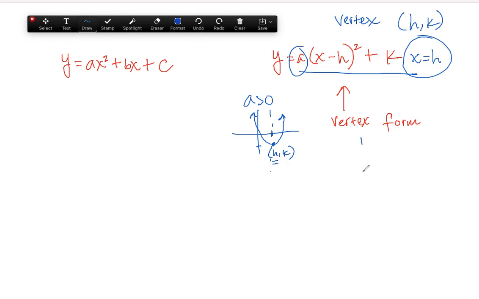And similarly, if a is less than 0, meaning the parabola opens down, still h is going to be the x coordinate of the vertex, but also the axis of symmetry. But the k this time is going to tell you the maximum value. The difference is that the y coordinate is the value.